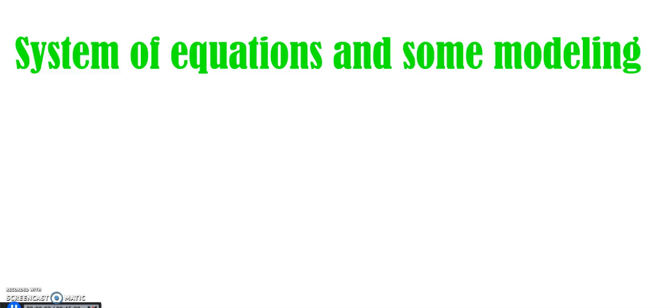All right, so our next video is going to talk about a review of systems of equations and a little bit of modeling. When we talk about a system of equations, we are talking about how we relate our variables together. If we have two variables we are solving for, we're going to need two equations. If we have three variables, we're going to need at least three equations.